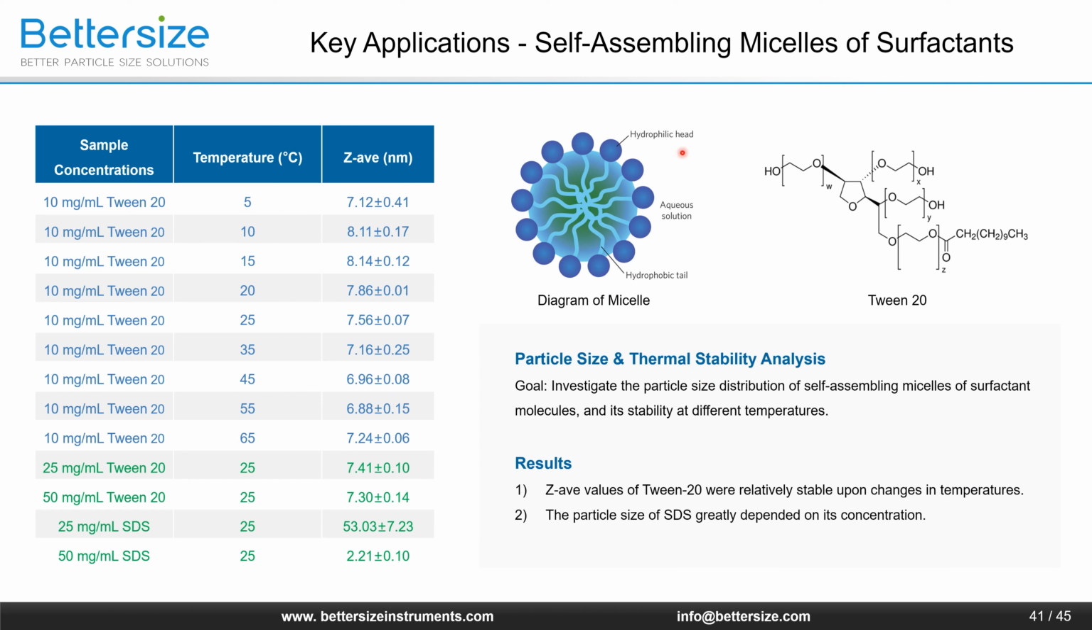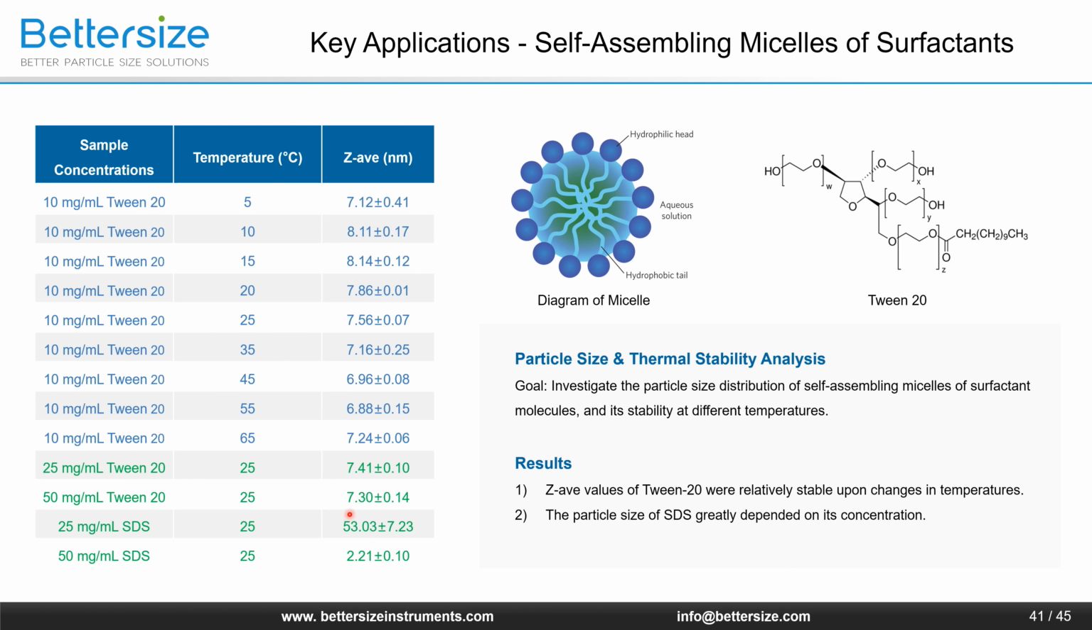Studies on micelle self-assembly can be carried out using the BeNano. In this application, particle sizes of two micelles, Tween 20 and SDS, were measured. As shown in the table, on the one hand, the Z-average values of Tween 20 were relatively stable upon changes in temperatures as well as concentrations.